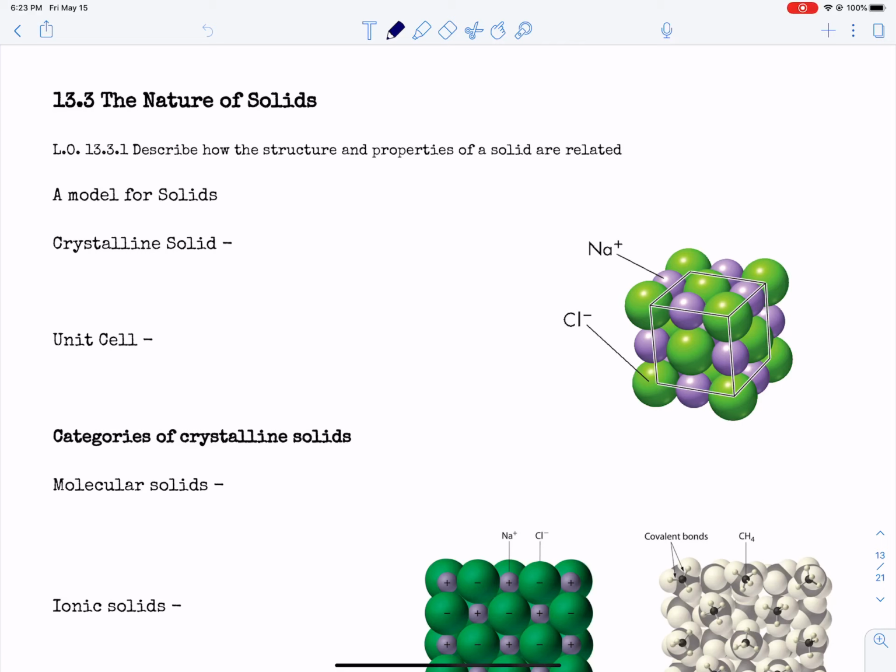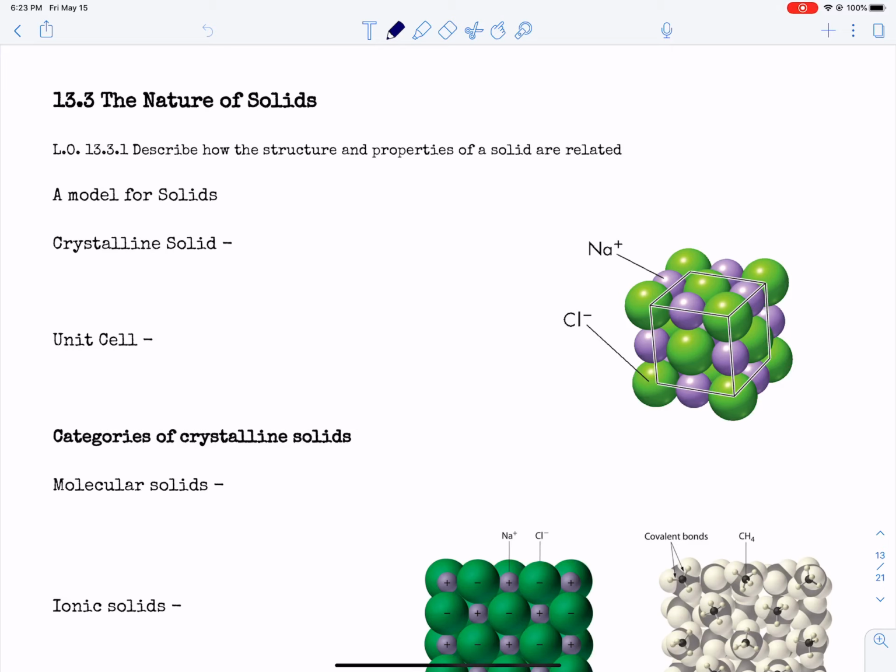So the next section in chapter 13 is all about solids. So we looked at liquids in detail. The whole chapter 14 is on gases. And so we're now starting to talk about solids. And there are two major categories for solids. The first one is what we're going to talk about here, which are crystalline solids.